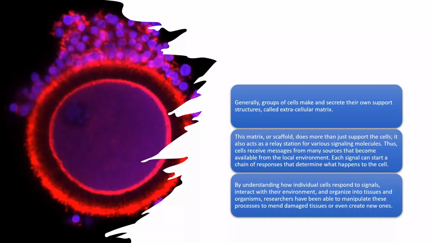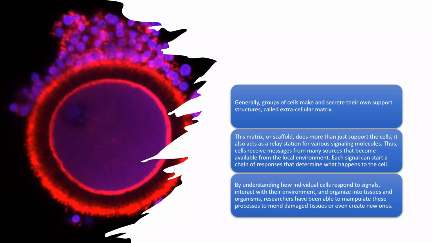Generally, groups of cells make and secrete their own support structures. These are called extracellular matrix. This matrix, or scaffold, does more than just support the cells. It also acts as a relay station for various signaling molecules. Thus, a cell receives messages from many sources that become available from the local environment. Each signal can start a chain of responses that determine what happens to the cell.